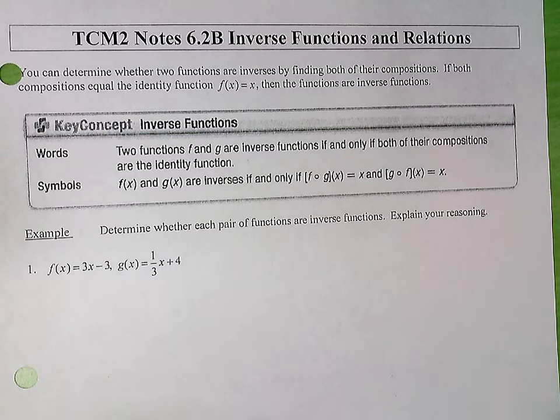If both compositions equal the identity function f of x equals x, then the functions are inverses. So we're going to do that f of g of x stuff that we did before, that composition, or g of f of x. Remember, we're plugging in g of x for the x in f of x. That's what we're going to do here to check to see if these two functions they're giving us are inverses of each other.